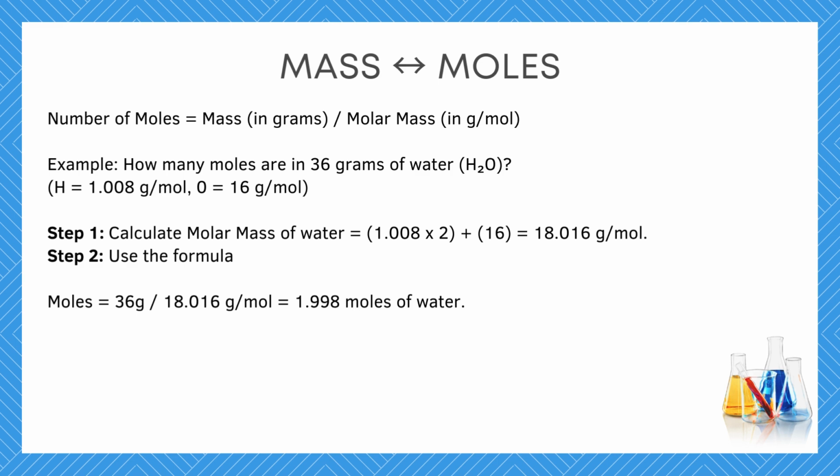Now, the formula to get the number of moles, remember the question says how many moles? Number of moles is equal to the mass of a substance in grams divided by the molar mass in grams per mole. Now, what is the mass in grams? 36 divided by the molar mass, which is 18.016. That gives us 1.998 moles of water.